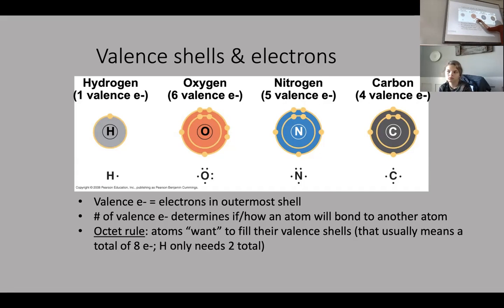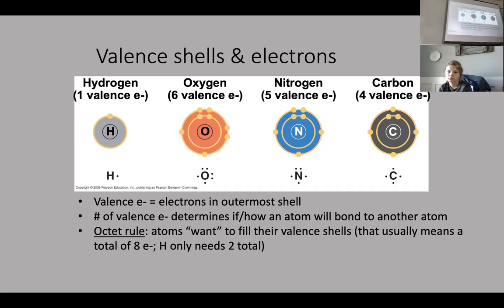Oxygen has 8 total electrons, 6 valence, so 6 in the outermost. So it only needs 2 more. So oxygen is pretty reactive. It'll react with a lot of stuff because it only needs 2 to get to that full valence shell. Questions about that?